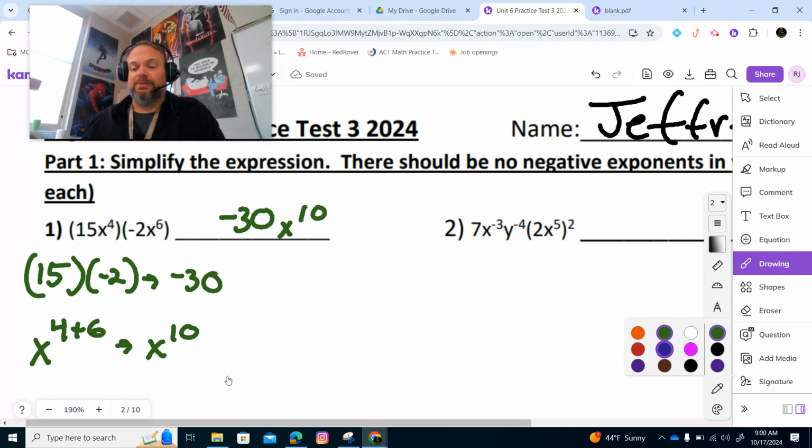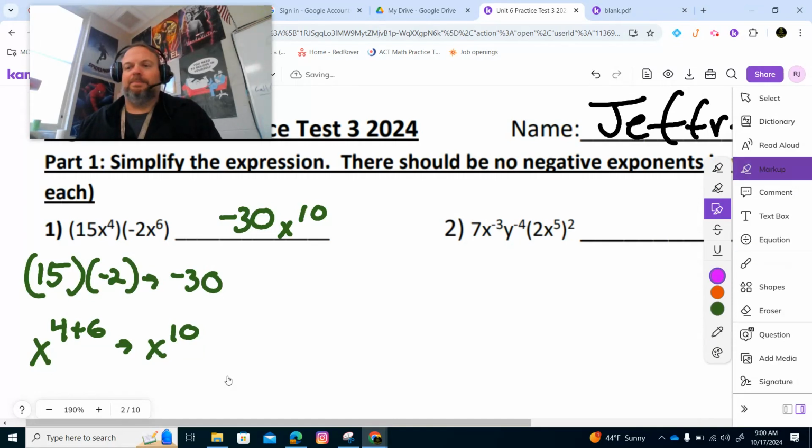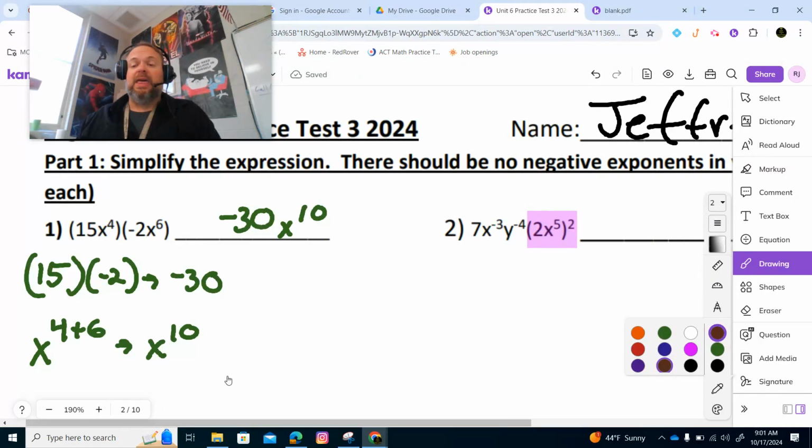All right, let's look at number 2. Insert giggle here. Now, sorry, I'm a bad person. If we look at these parentheses, we notice that just this section is raised to the second power. That means that this right here is going to mean 2 squared, then x to the 5 times 2.